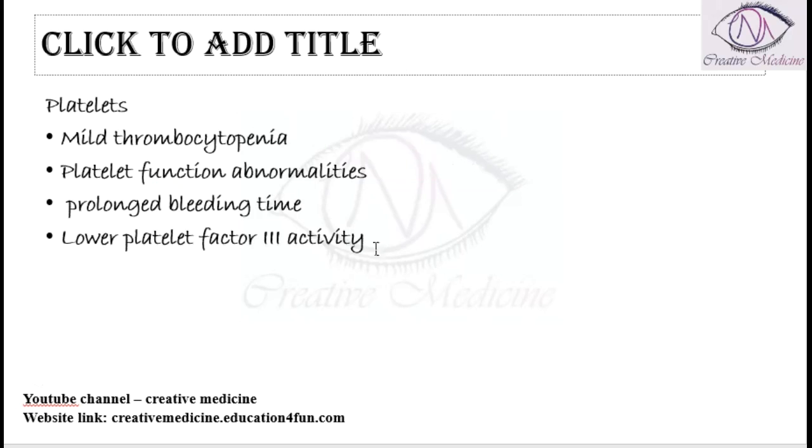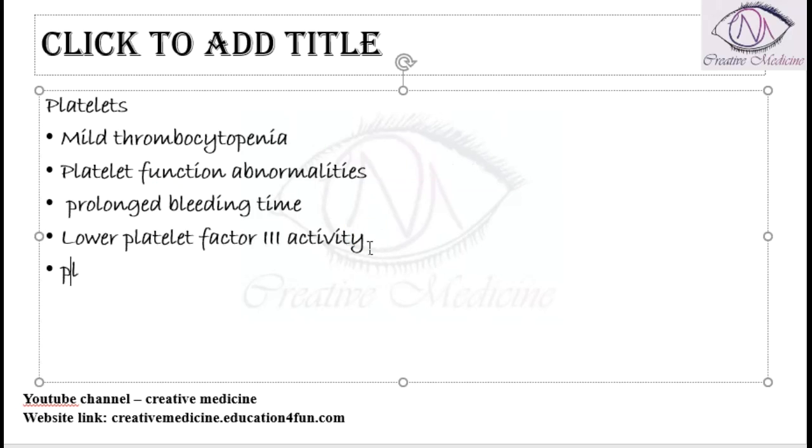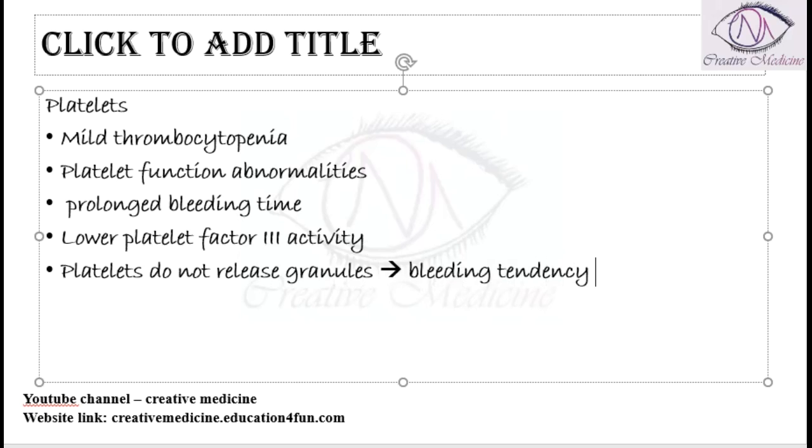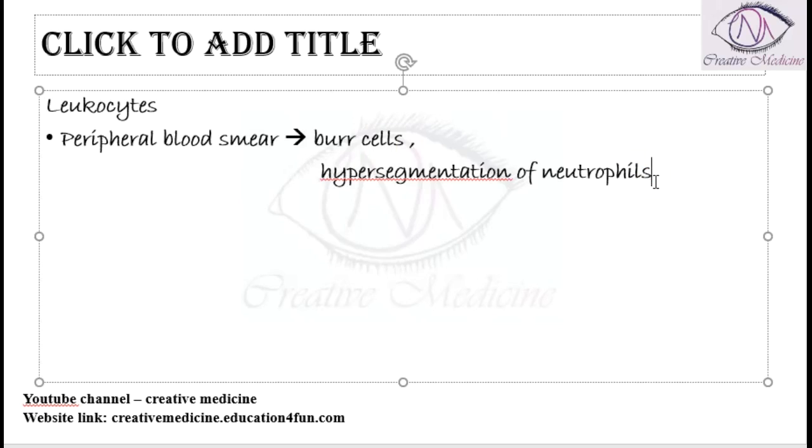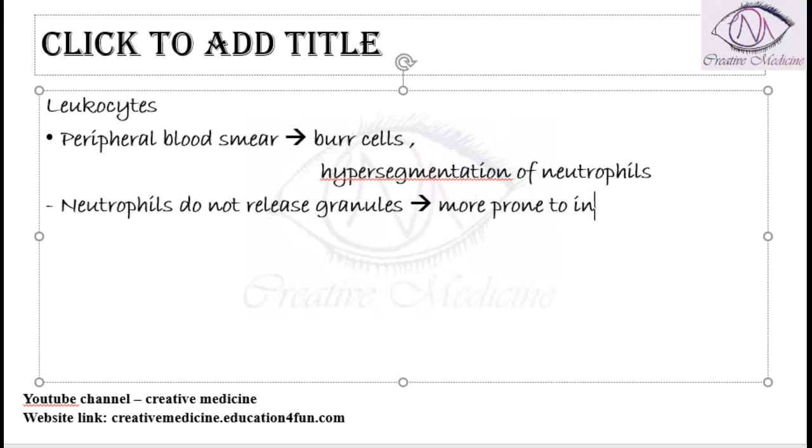One more important thing in the platelets is that in chronic renal failure, the platelets do not release the granules. Because the granules are not released, clotting will not occur, so the patient will have a bleeding tendency, and this is one of the reasons for the development of prolonged bleeding time. Then in the leukocytes there is hypersegmentation of neutrophils, and the neutrophils do not release the granules, and thus these patients are more prone to infection.